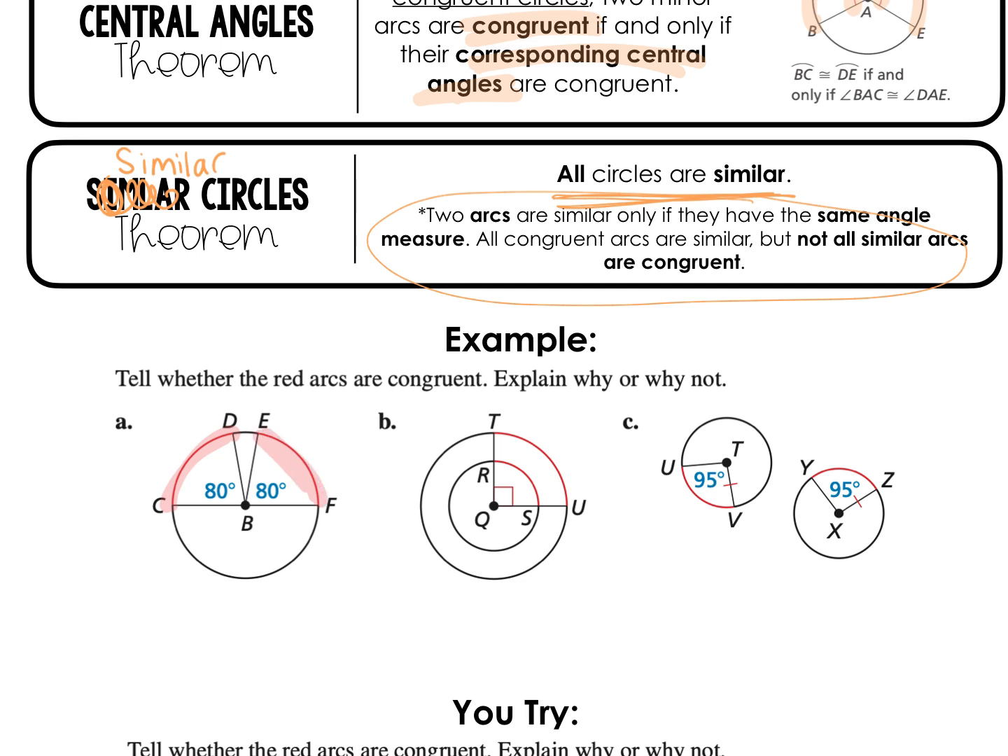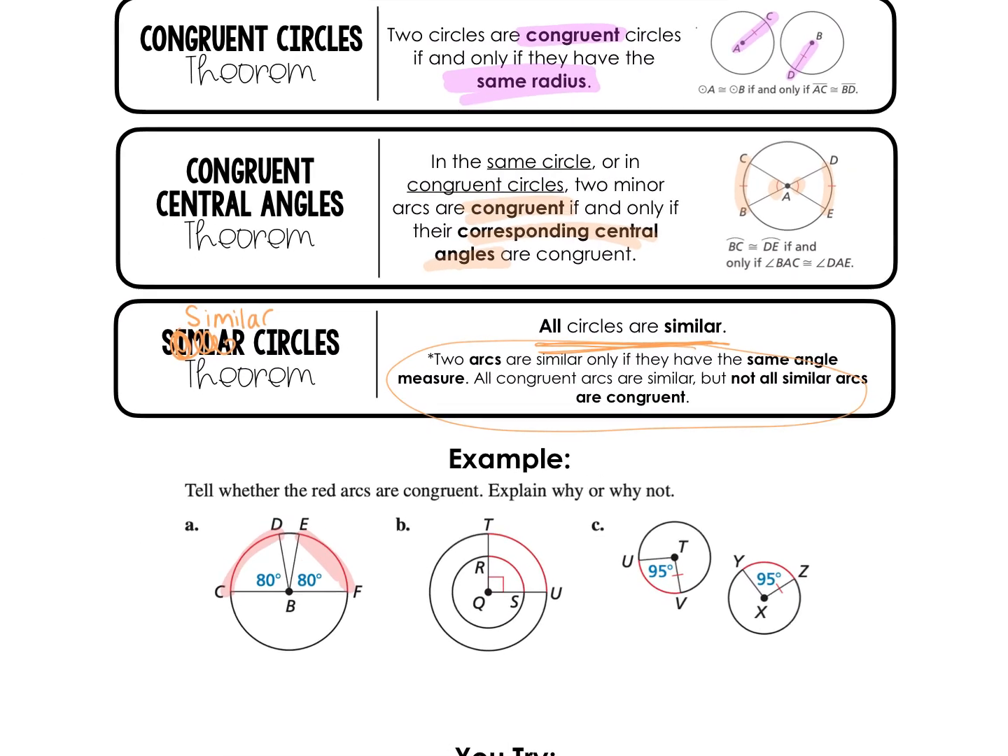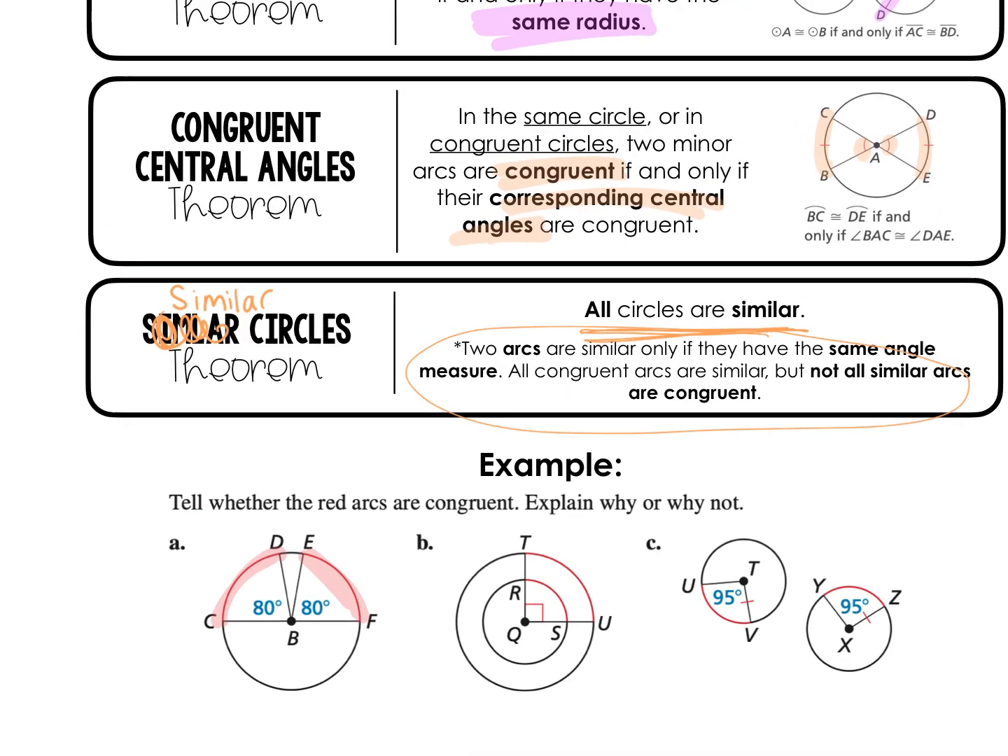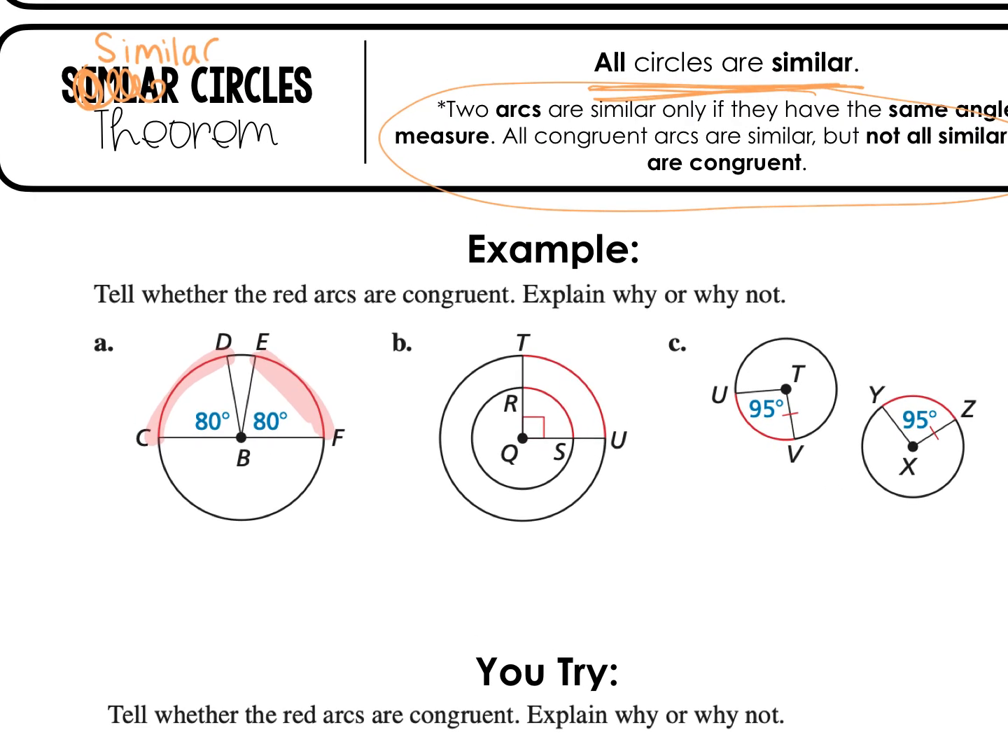So they are congruent. Because of the congruent central angles theorem, the middle theorem on the top of the paper, because that says if the corresponding central angles are congruent in the same circle, then the arcs are congruent. So we're going to say yes. Oops, I want to use a darker color. Hold on. So here we're going to say yes. And our reasoning is the congruent central angles theorem. I'm going to use the symbol for congruent. So it's the congruent central angles theorem.